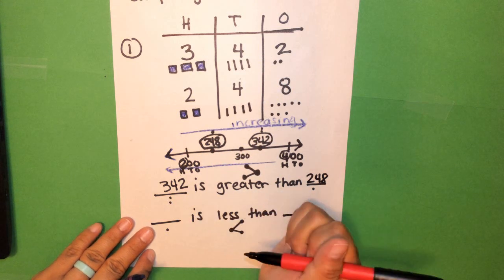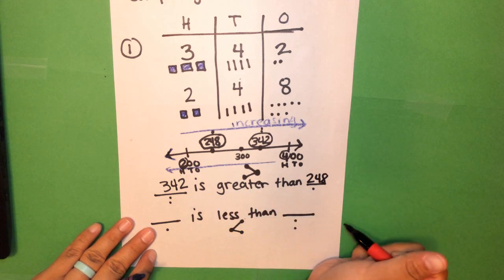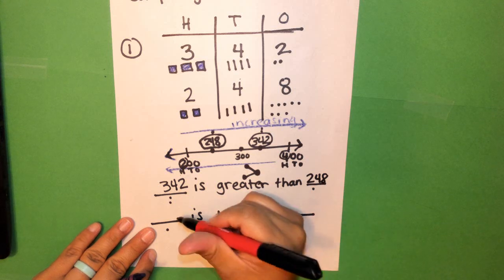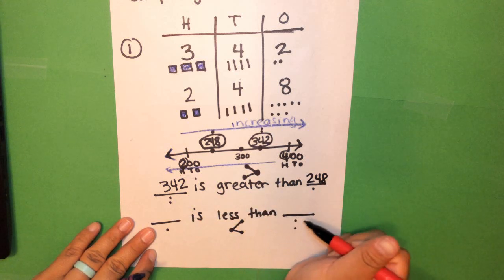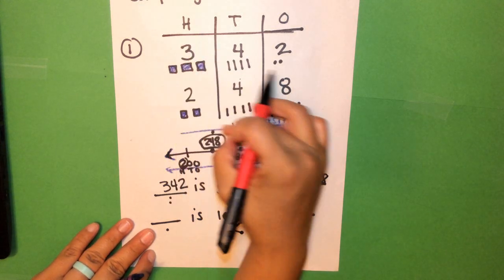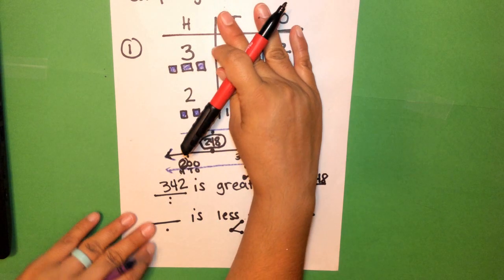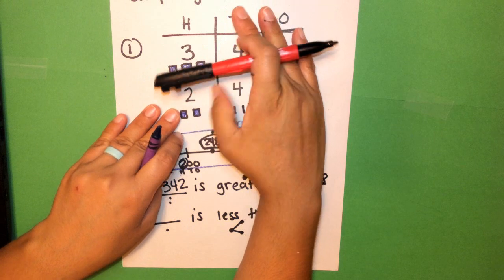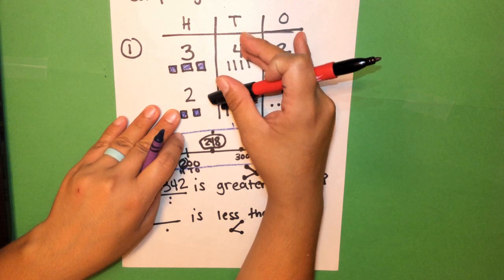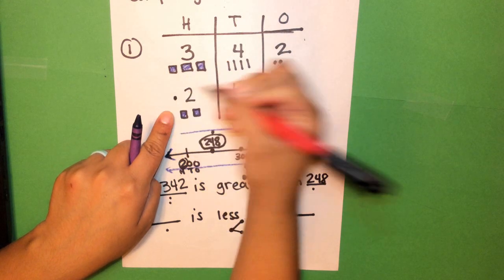Okay? Which number is less? Blank is less than blank. Repeat it. Blank is less than blank. Okay, let's look at the place value chart first. That's one way to look at it. I'm still looking at my hundreds place because that's where they're different. Okay, so 300, 200. Which one's smaller? 200. That's my one dot.